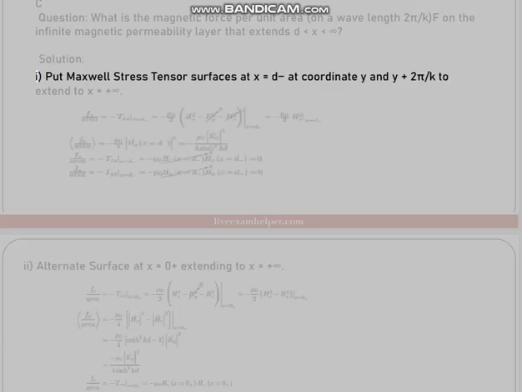Solution. 1. Put Maxwell stress tensor surfaces at x equals d minus at coordinate z and z plus 2π/k to extend to x equals plus infinity. 2. Alternate surface at x equals 0 plus extending to x equals plus infinity.